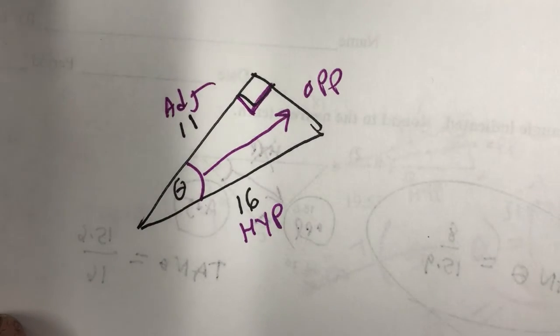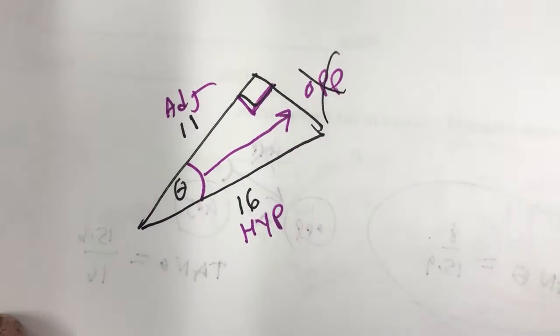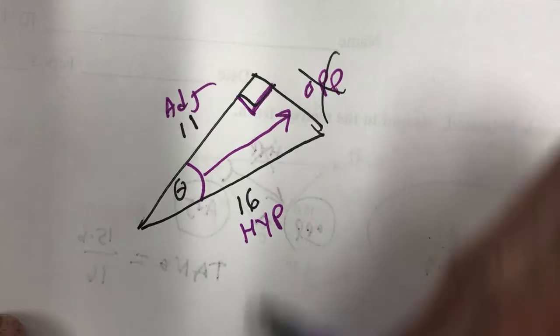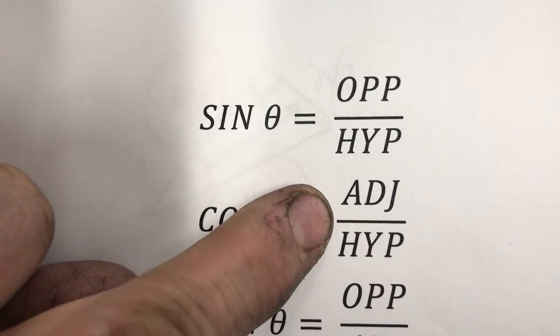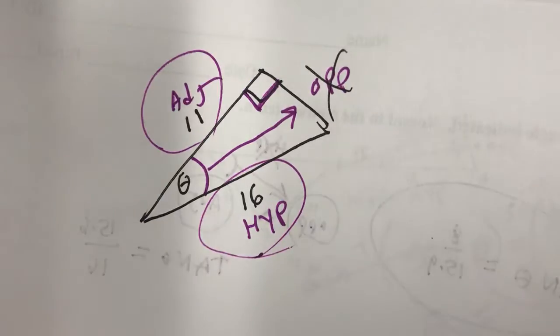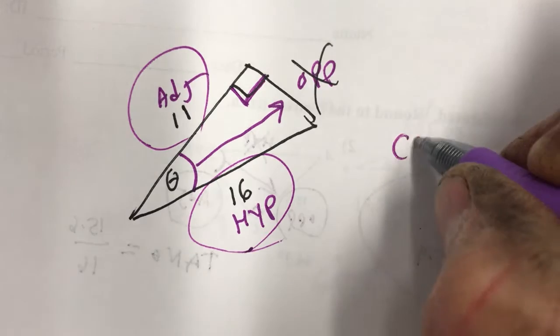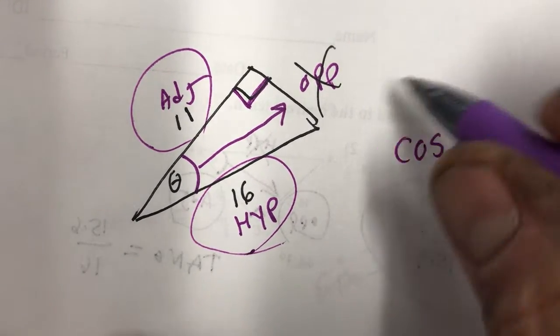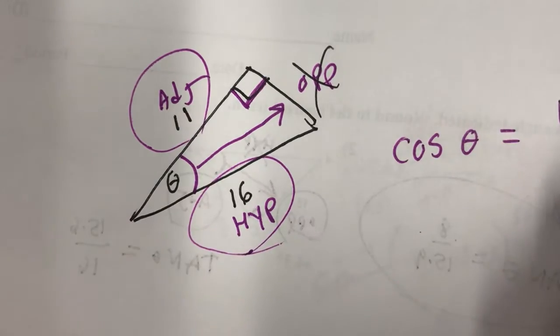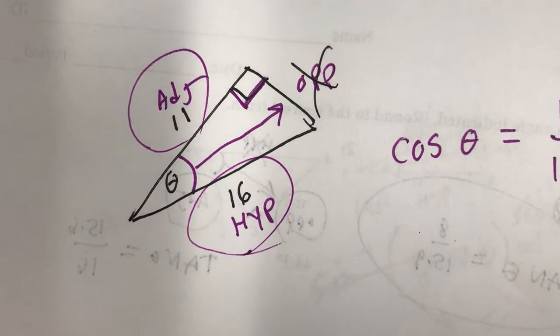Now, which of the 3 sides do we not care about here? We don't care nothing at all about the opposite, because there's nothing there. I've got the hypotenuse and the adjacent, and right there, it's cosine. This is a cosine problem, so I'm going to do cosine theta equals the adjacent over the hypotenuse, 11 over 16. So there's how you set it up.